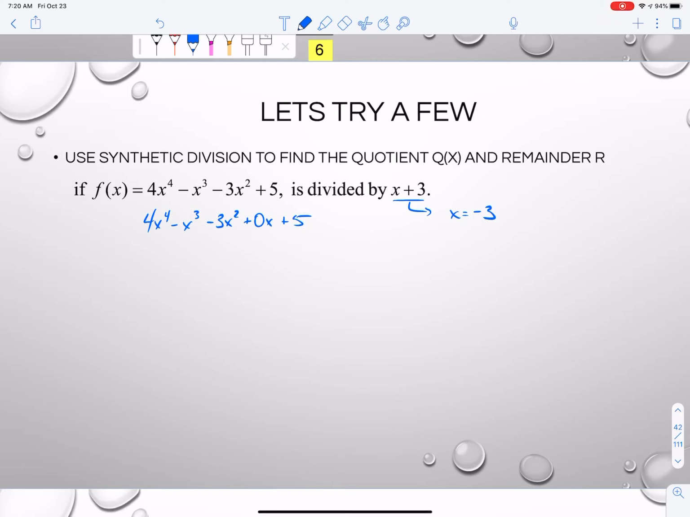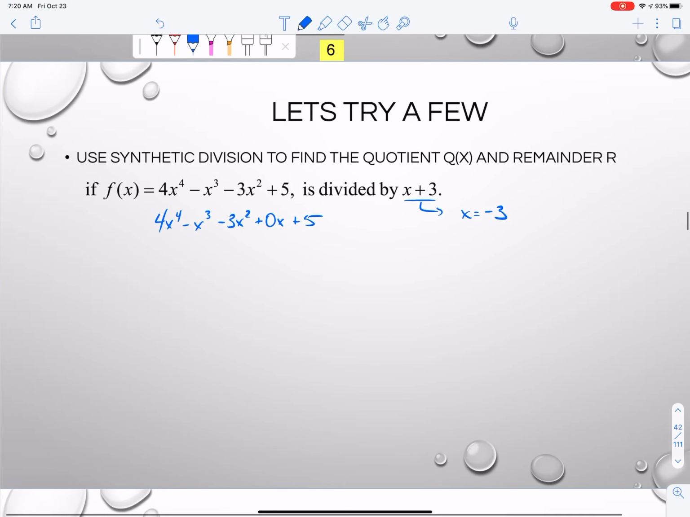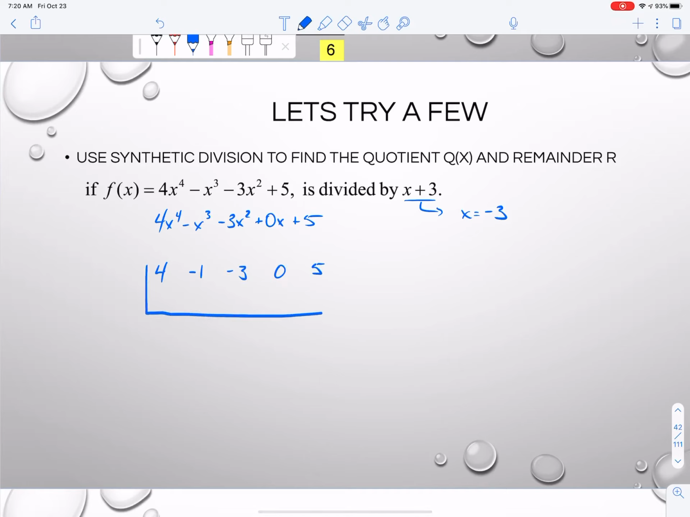Just like with long division, I need to replace that term with a 0x to the whatever power placeholder. So here I'm going to start with my polynomial function. We're going to have 4, negative 1, negative 3, 0, and 5. And I'm dividing this by negative 3. So let's go through the process. I bring down the 4. I multiply negative 3 times 4 and get negative 12.